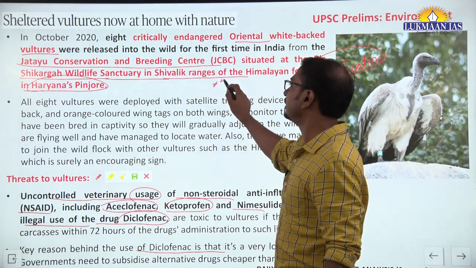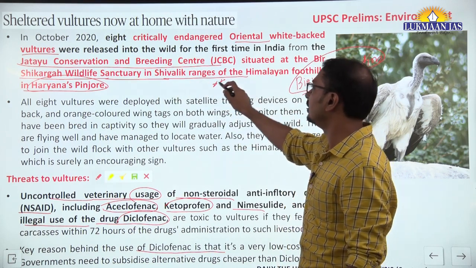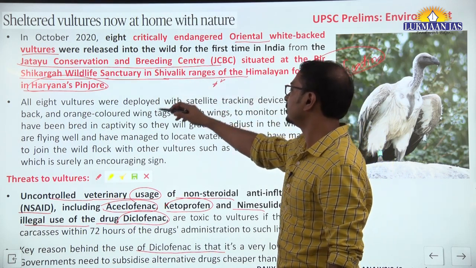Remember this for prelims examination: Jatayu Conservation Breeding Center in Haryana's Pinjore district.